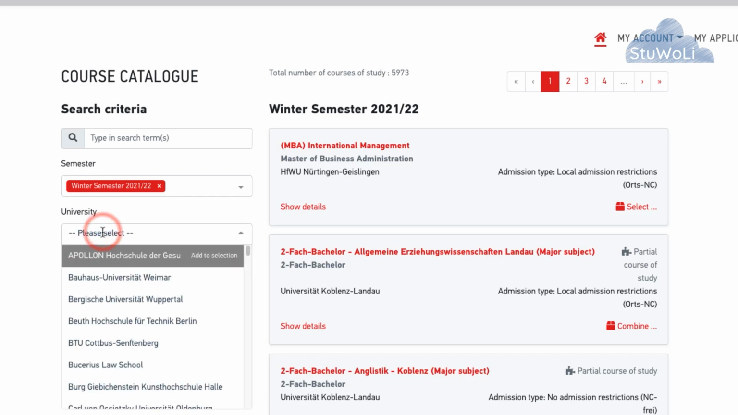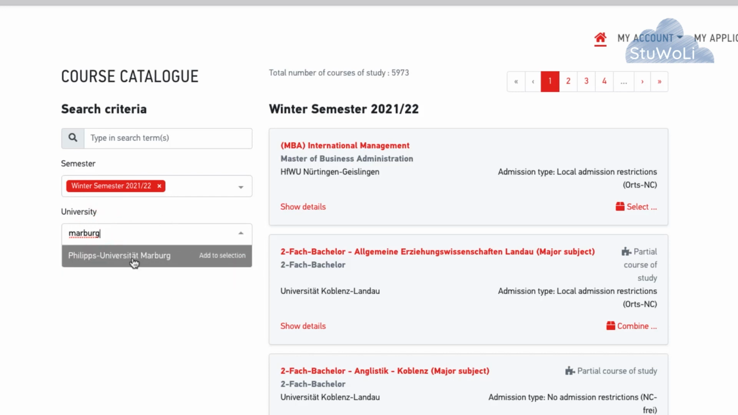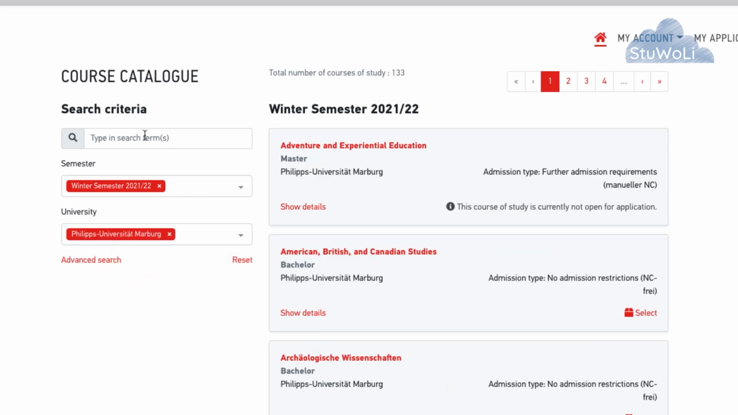For the university part, I just type Marburg, Philipps-Universität Marburg. There you go, we have it here. For Marburg, you can go for medicine or Zahnmedizin, dentistry and so on, but I explained it already. I don't risk it. I always go for things which are simple and are not numerus clausus. They are not NC. They are just simple. They will accept you if you have the minimum requirements.